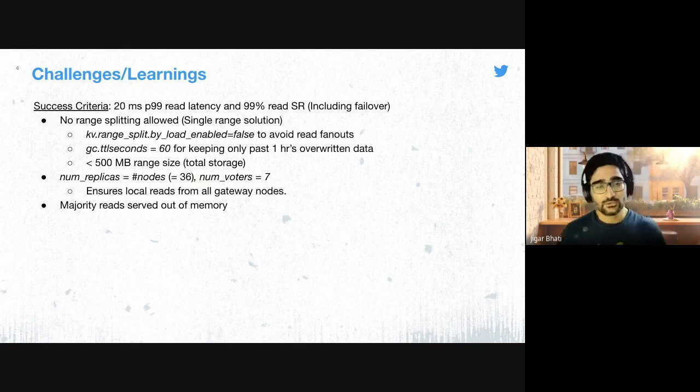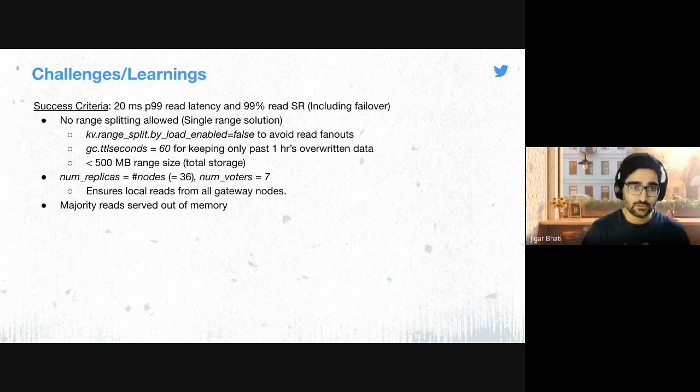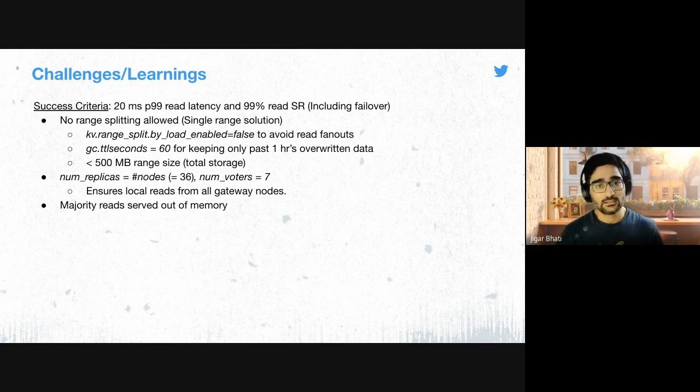And the reason we were able to do this is we also have a very minimal storage footprint. So we are talking about less than 500 MB of total data in the cluster. And this is primarily because the use case is only looking for the last 1 hour's data. So any historical data which is written before that, they are not really concerned about. So we also set the GC TTL seconds to be 60 seconds in this case. And that's how we are able to keep the storage footprint pretty low. And the range size in CockroachDB, the maximum default that comes with it, is 512 MB. So you're easily able to fit it into a single range solution. So that's one part of it.